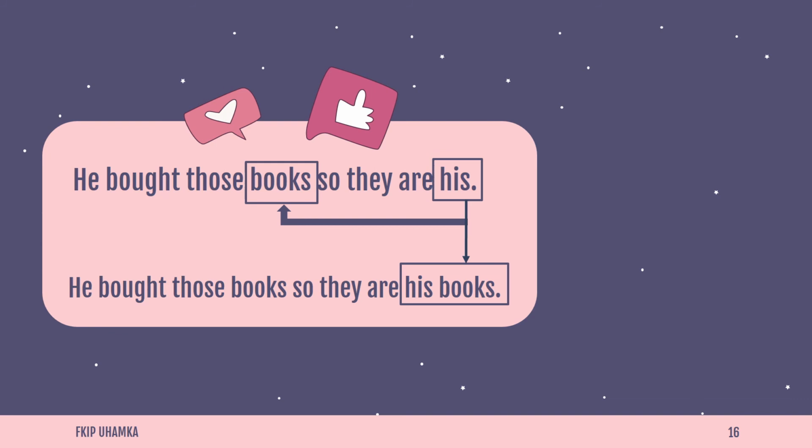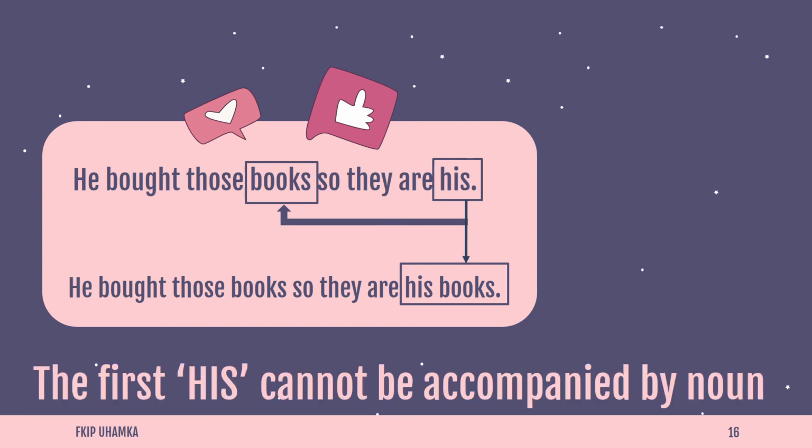Okay, so we have two words of his in both sentences, but it is very unique to discuss. The first his is called a possessive pronoun because we don't mention the noun. Meanwhile, in the second sentence, we also have his, but it is not called a possessive pronoun. It is called possessive adjective. Why? Because we mention the noun. What is it? Books. So the first his cannot be accompanied by a noun because it is a possessive pronoun.